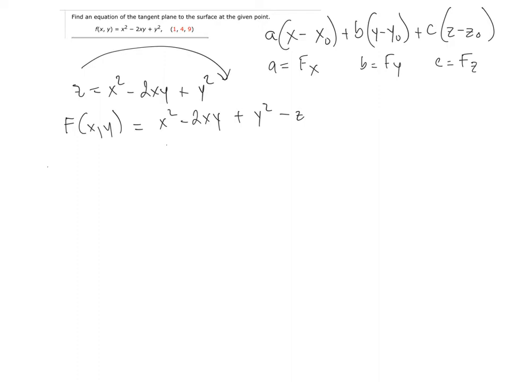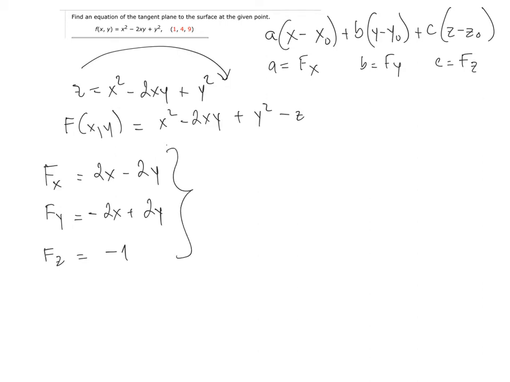So now you're going to find the partial of x, partial of y, and partial of z. So partial of x, you will get 2x minus 2y. Partial of y will be negative 2x plus 2y. Partial of z will be negative 1. So now you have your partial derivatives.